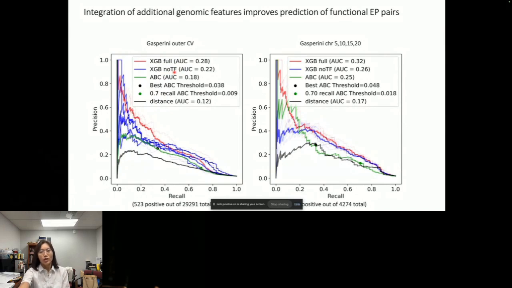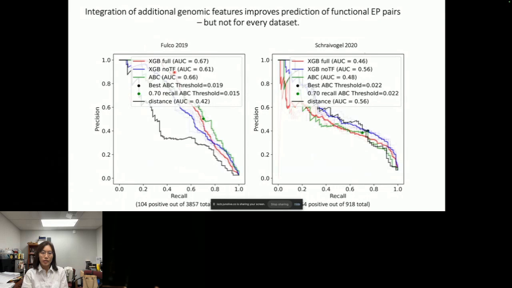So that was good, but then when we took this model and applied it to the two additional data sets, we couldn't see a significant increase in performance compared to ABC. So we were wondering what's the difference between these data sets compared to our training data.